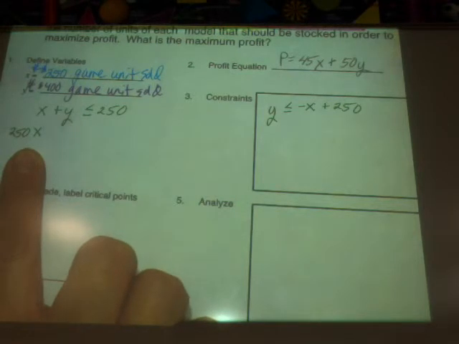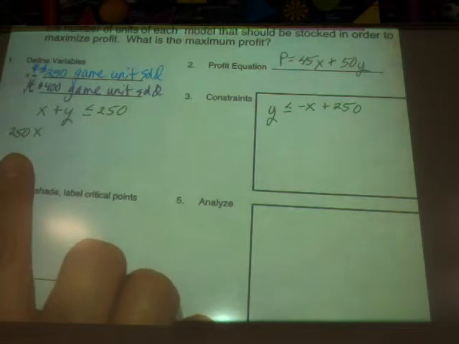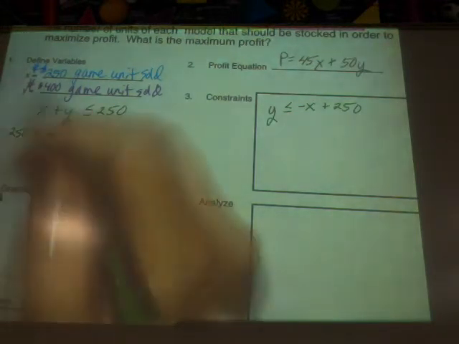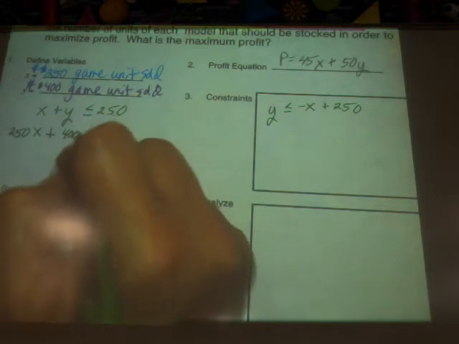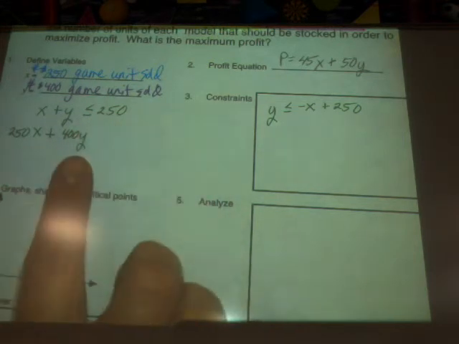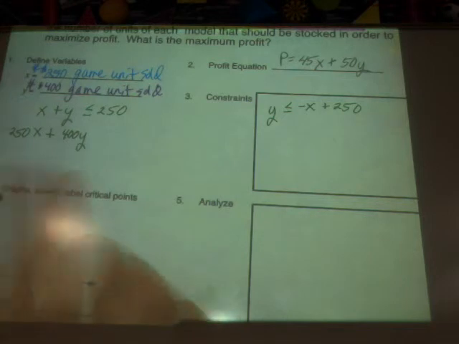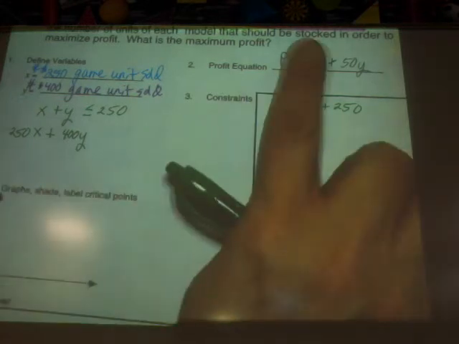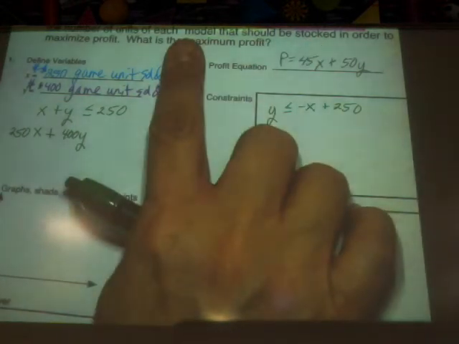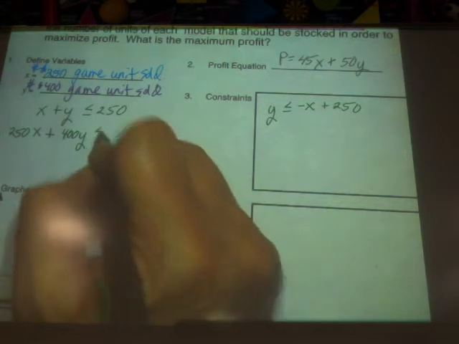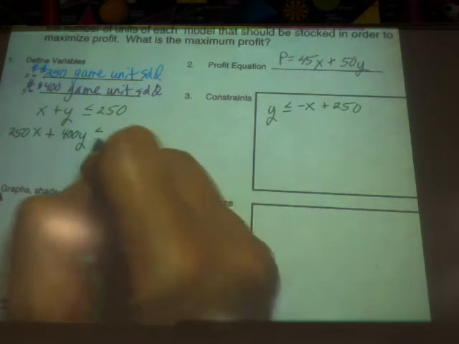So if he buys one unit, his cost is $250. Two units, his cost is $500, and so forth, right? Then I'm going to add to that any $400 units that he buys. So the cost for him there is $400 per however many units he buys. We want that total cost. Is it less than or greater than 70,000? We want it to be less than. Could it be equal to? Yeah.